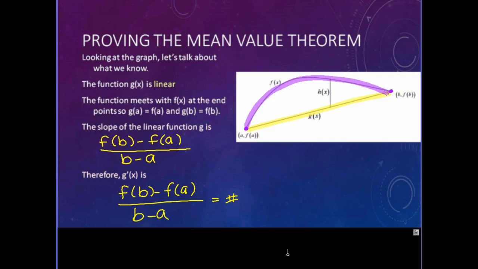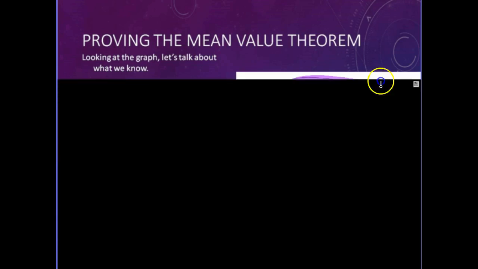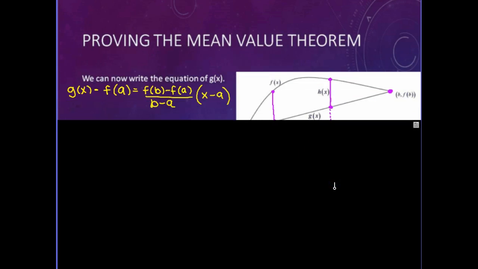Okay? We could write then an equation for g of x. Go ahead and do that. Think about what g of x is. So again, can you write the equation of any line in point slope form? We know its slope, and we know a point. So g of x minus, this is like my y1, equals the slope times x minus x1. You could have also used f of b and b there instead.